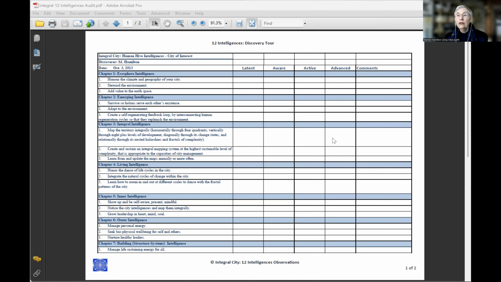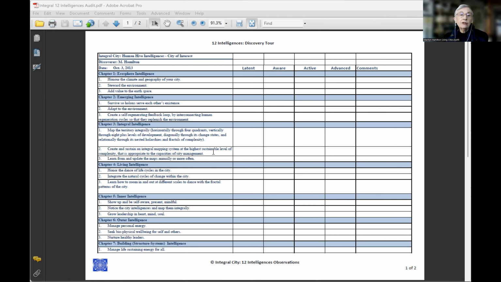Oftentimes they've even adapted it to intelligent dashboards that are electronically run. The second element of integral intelligence is to create and sustain an integral mapping system at the highest sustainable level of complexity that is appropriate to the capacities of city management. Now, this is kind of a deep package, a pocket of extra information around mapping, because it takes into consideration that the city management itself will have a capacity to absorb and apply integral thinking or not.